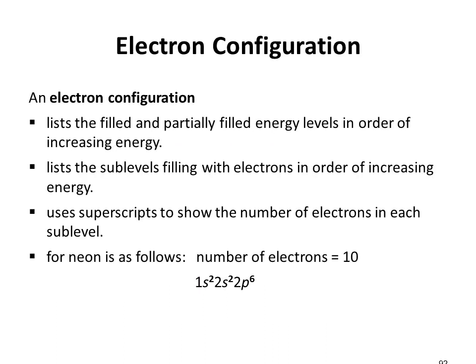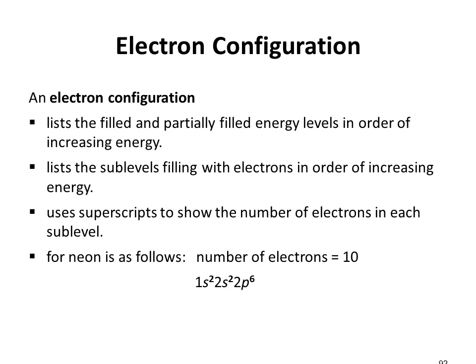Oftentimes we use electron configuration to describe where the electrons are, as far as which sublevels they are in and how many electrons are in each sublevel. So in order to come up with the electron configuration, you can list each of the energy levels and corresponding sublevels, and then using superscripts you write down how many electrons are in each of these sublevels.